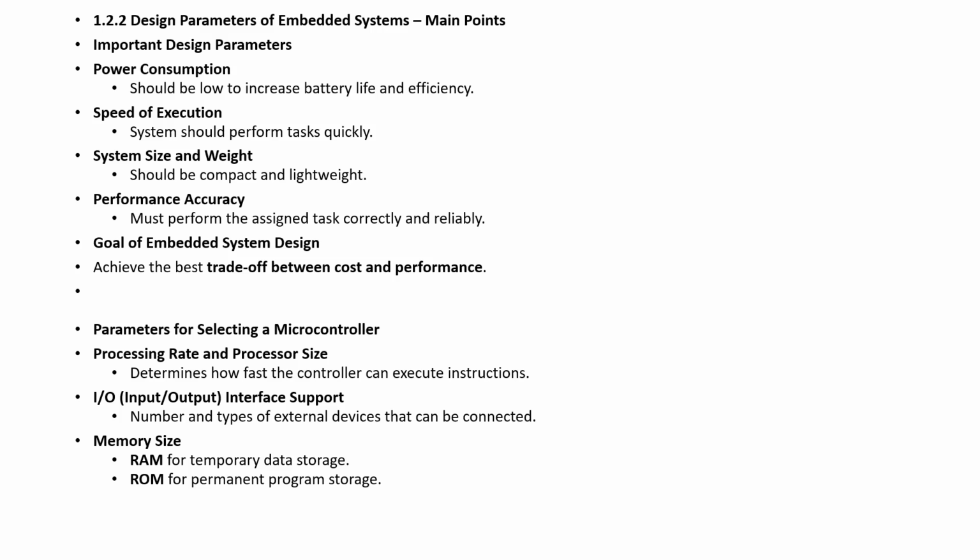The next point is speed of execution. The system should perform tasks quickly. Speed of execution means how quickly the system performs tasks. System size and weight should be compact and lightweight. System size should be small, compact and lightweight. It should not be heavy. Performance accuracy: the system must perform any assigned task correctly and reliably, which means accuracy should be high.